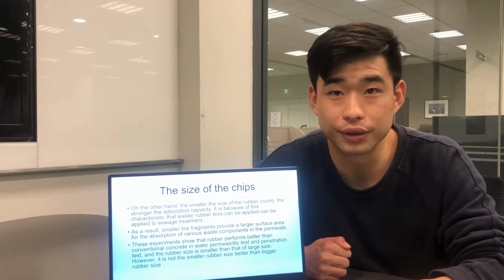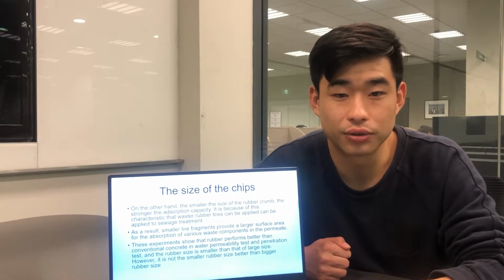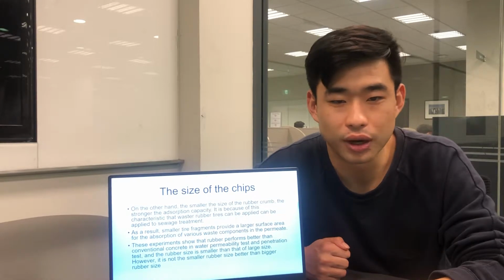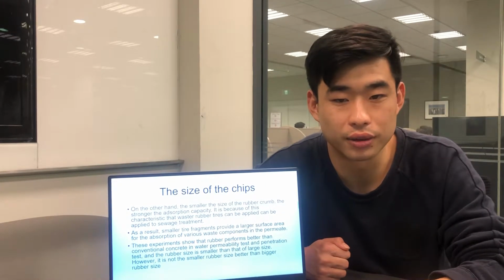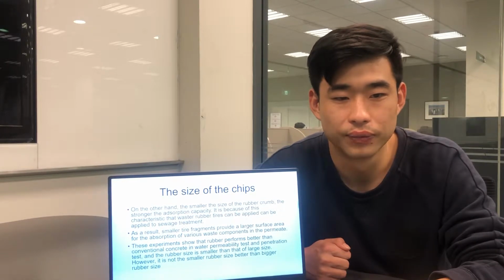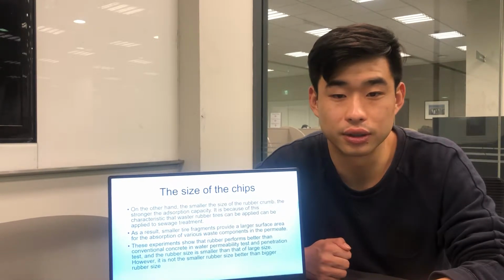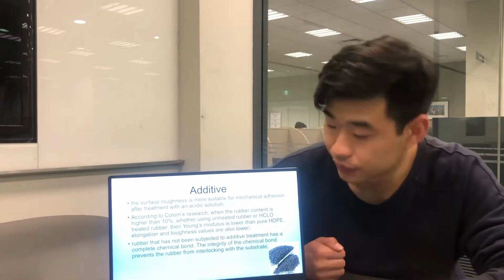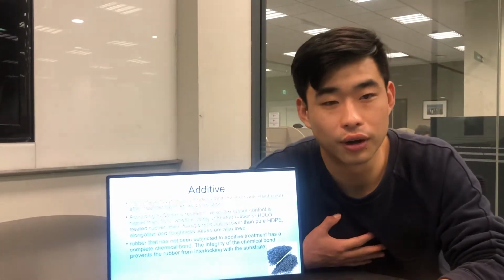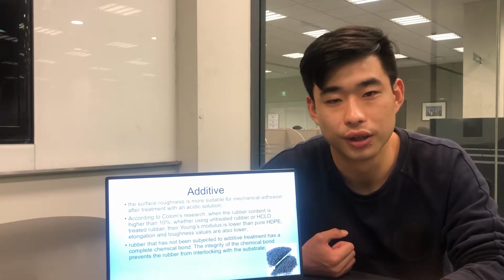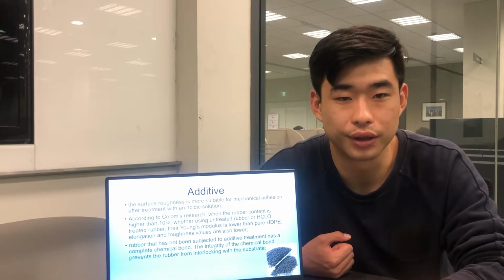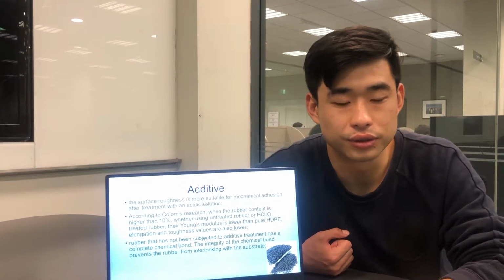in the plummet. Then the experiment shows that rubber performs better than the conventional concrete in the water ability test and correlation test and the rubber size is smaller than the large size. However, it is not that small rubber size is better than big rubber size. Additive. The soft rubber hardness is more suitable for the machine enhancement after treatment with an acid solution.